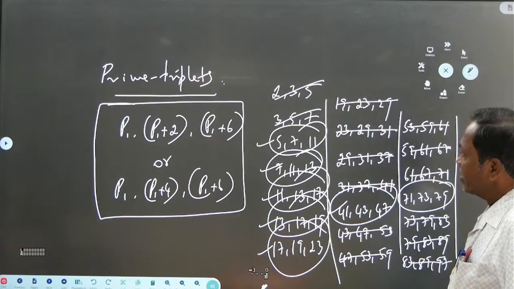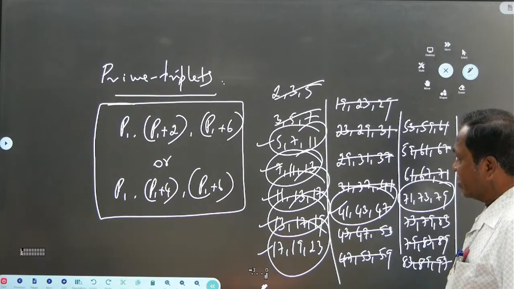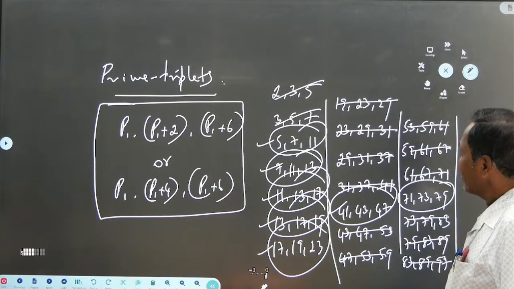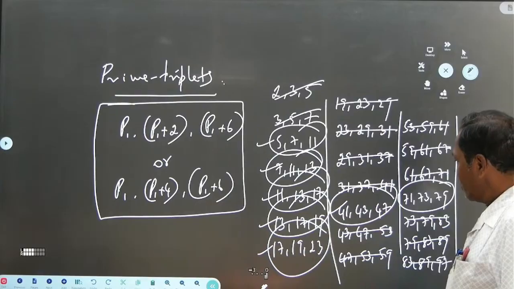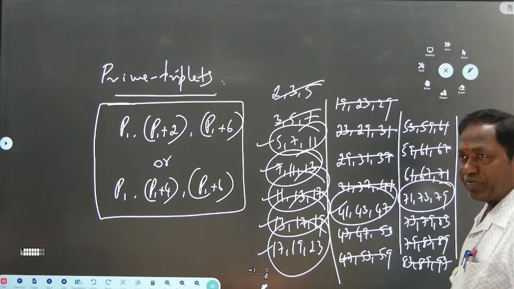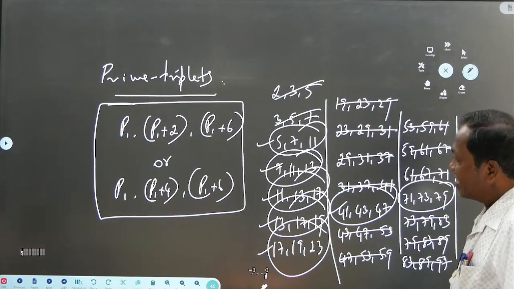5, 7, 11. 7, 11, 13, 11, 13, 17, okay. After 13, 17, 19. After 17, 19, 23. Okay, 19, if you take 19, 23, okay, 23, 29. So 29, 31, 37, because the difference here is 6, no? There must be 8. Where did we go wrong?